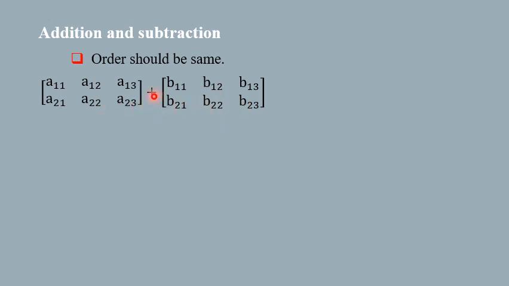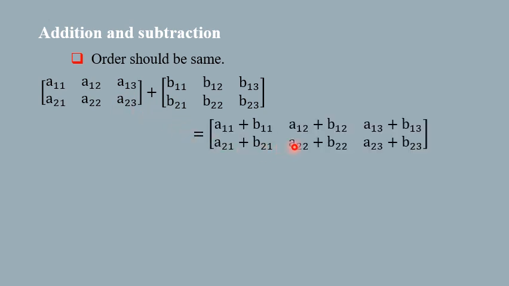This addition is obtained by adding corresponding elements. So we add the element placed on first row first column, that is B11, to the element placed on first row first column, that is A11. Here we add B12 to A12, then we add B13 to A13, and similarly we add B23 to A23. So the addition of these two matrices will be this one, and the order is also 2 by 3.